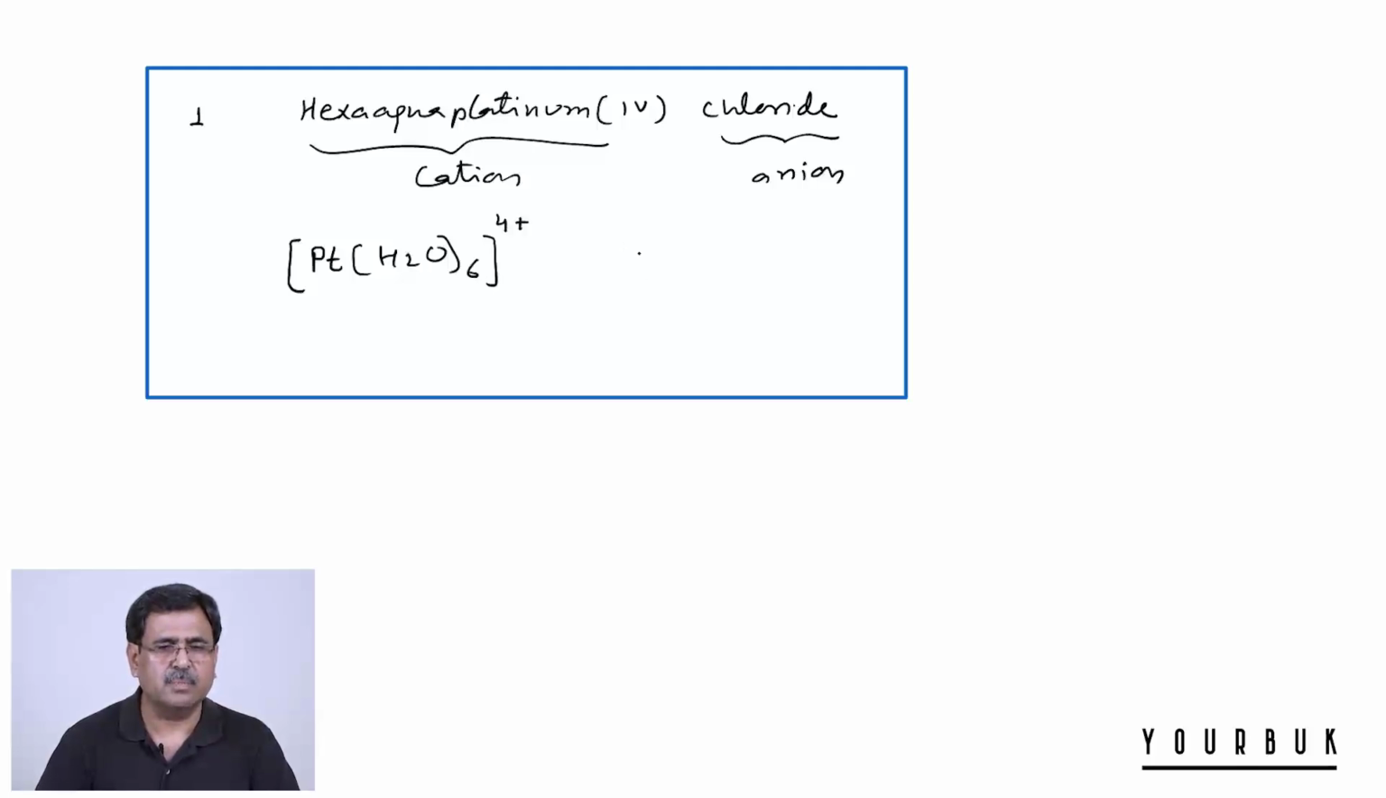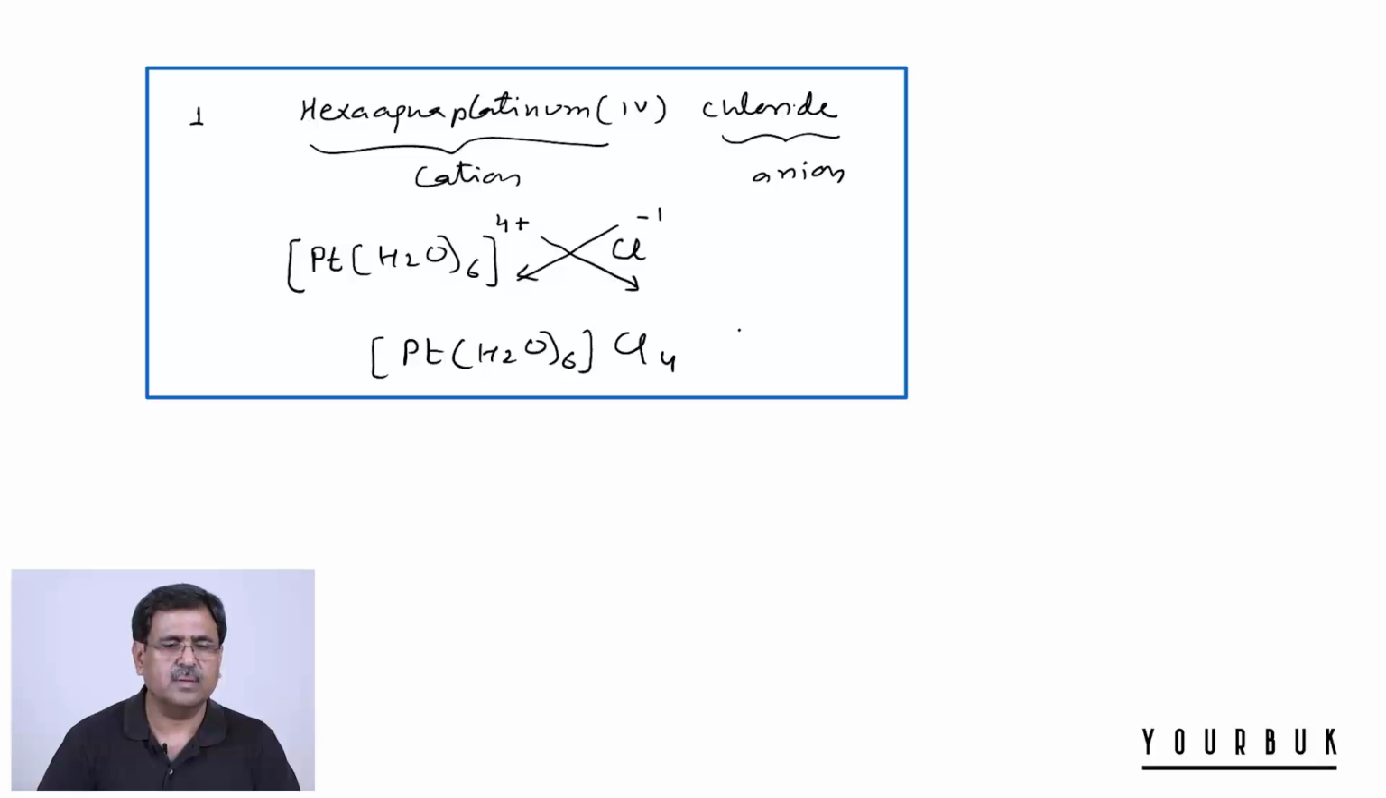Now chlorine is present as a chloride anion, and chloride is Cl negative, it's a -1. Then you balance the charge like this. Write the formula of the coordination compound as Pt H2O whole 6 and Cl4. So this is the formula of this coordination compound hexa aqua platinum 4 chloride. Now we take one more example.